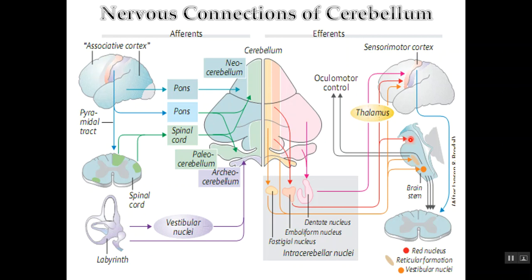Also, the last one, which is the neocerebellum or the cerebrocerebellum, receives information from the brain, and sends the efferent impulses via the dentate nucleus to the contralateral thalamus, to control the activity of the motor cortex of the brain. Okay, let's go to the details of each part.